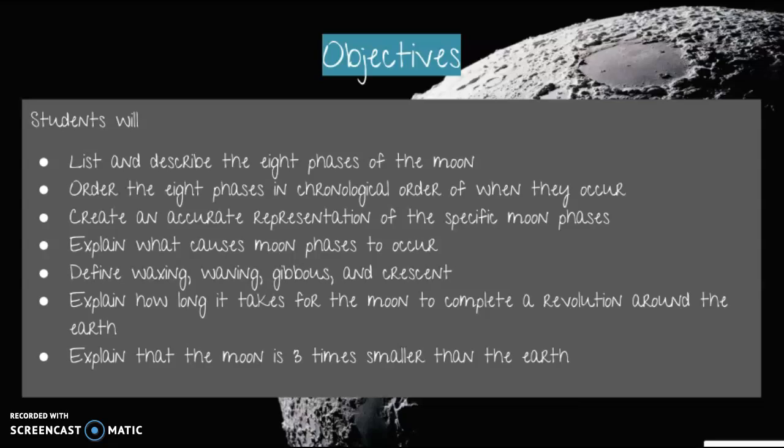After our lesson today, students will be able to describe the 8 phases of the moon, order them in chronological order. Students will be able to create a representation of each specific moon phase, explain what causes the phases to occur, define waxing, waning, gibbous, and crescent moons, be able to explain how long it takes for the moon to complete a revolution around the Earth, and finally, explain the size of the moon. As you can see, we have a lot of objectives, so let's get started.